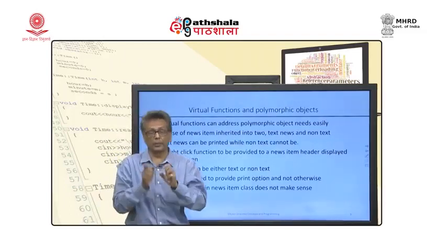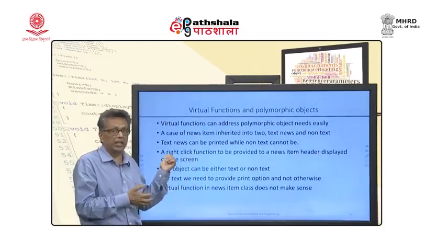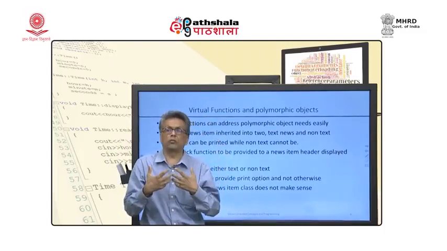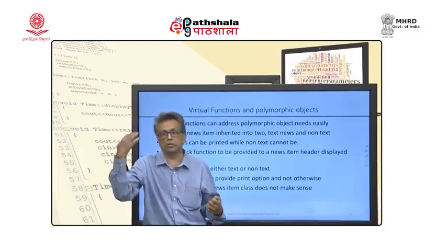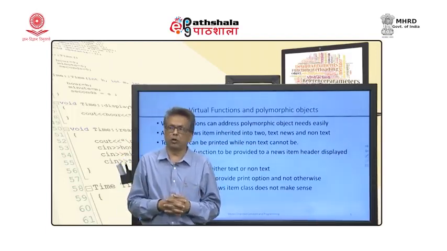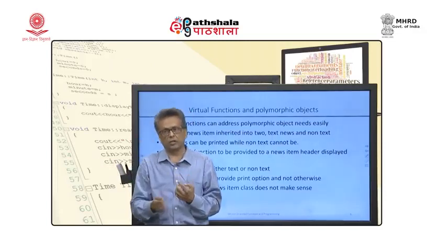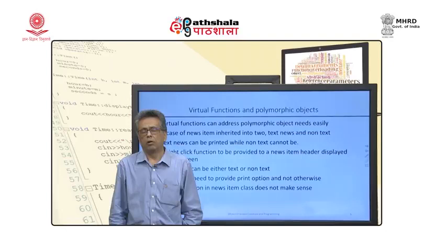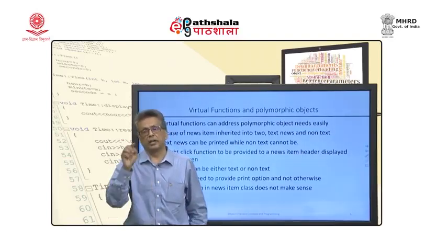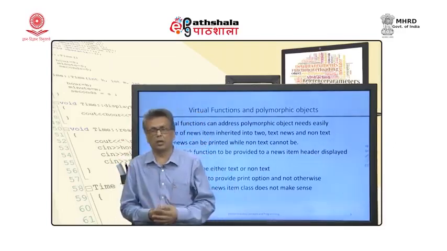We are talking about a typical case where we need RTTI here. Okay. We will begin with the case of printing. Now, assume that the news items coming on the screen are of two different types. One is called text, the other is non-text. The text type is something that you can print, and non-text is something that you cannot. So, whenever a news item starts flashing on the screen, I press right click. The requirement is that if the item is text, printing should be enabled. If the item is non-text, printing should be disabled. Now, how will I provide that?